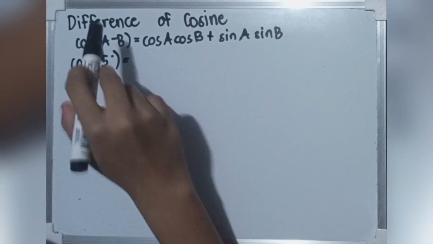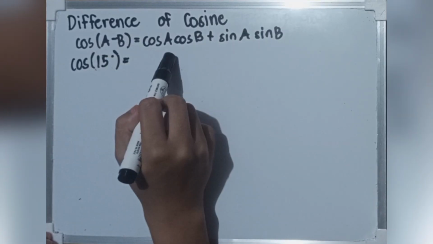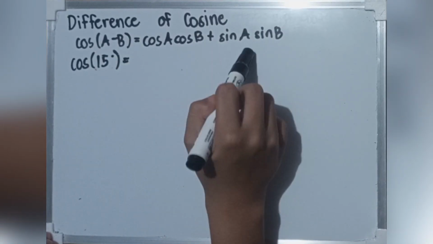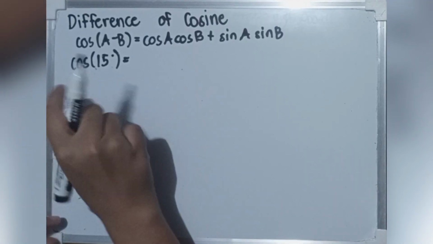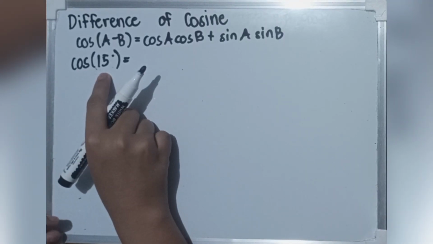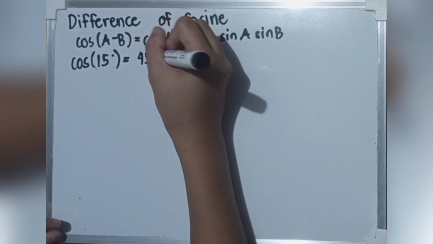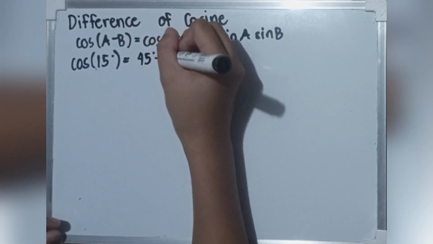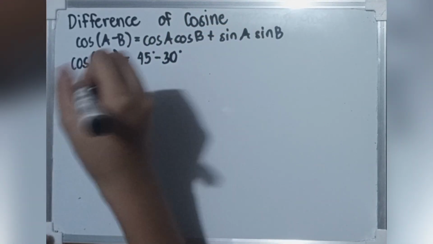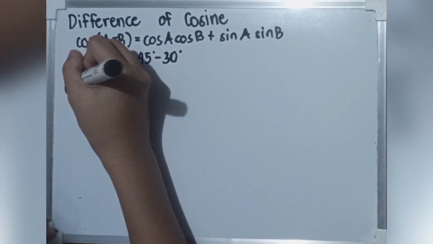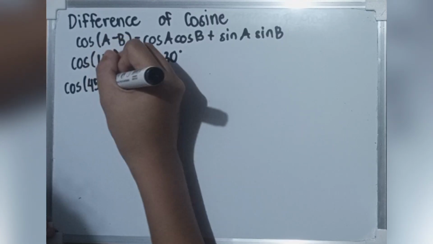So for the difference of cosine, the formula was cosine A minus B equals cosine A cosine B plus sine A sine B. So if we have cosine 15 degrees, we will be identifying two angles whose difference would be 15 degrees. So I identify 45 degrees minus 30 degrees. So the difference of two angles is 15 degrees. Then let us substitute the A angle and B angle.